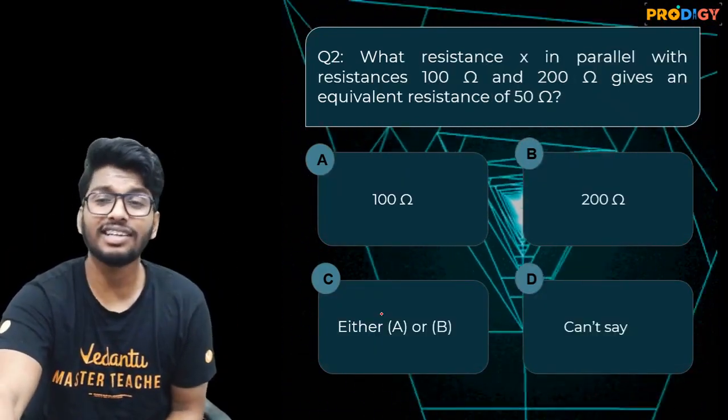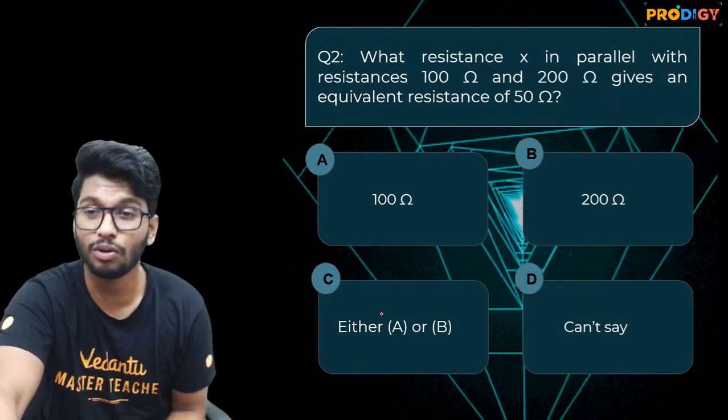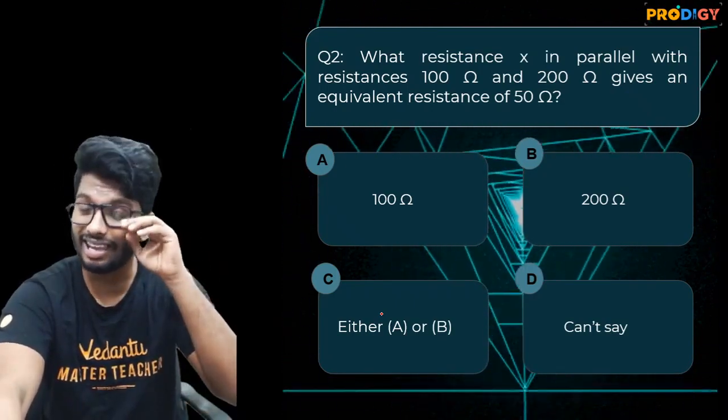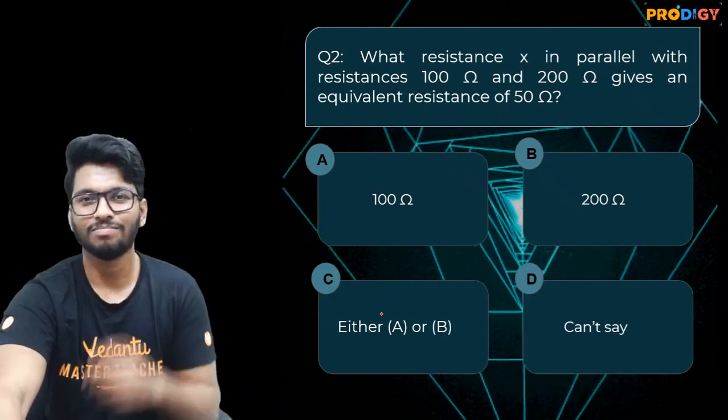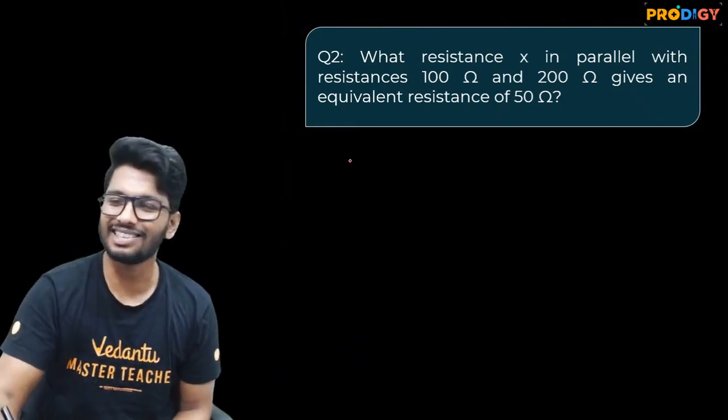Next one. What resistance X in parallel with resistances 100 ohms and 200 ohms gives an equivalent resistance of 50 ohms? Options: 100 ohms, 200 ohms, either 100 or 200, or can't say. Start solving this question right away and let me know what is the answer in the comment section. Let's see how to solve this, guys.